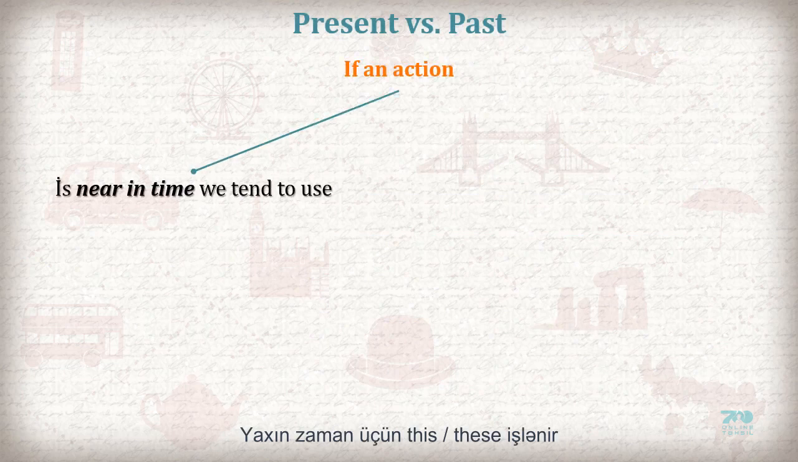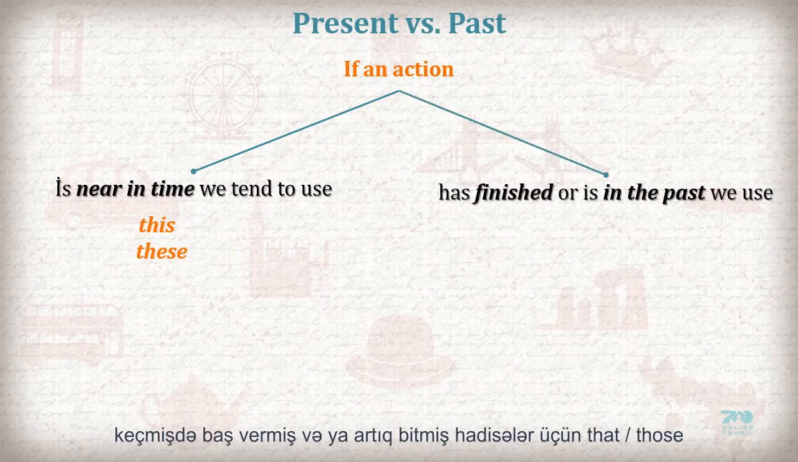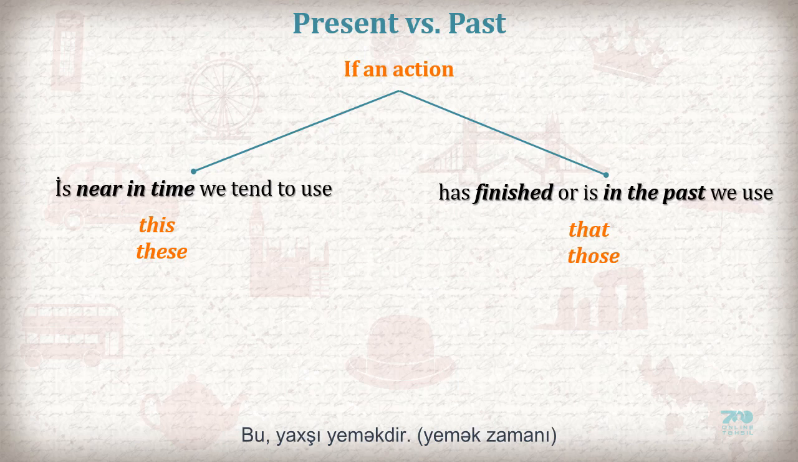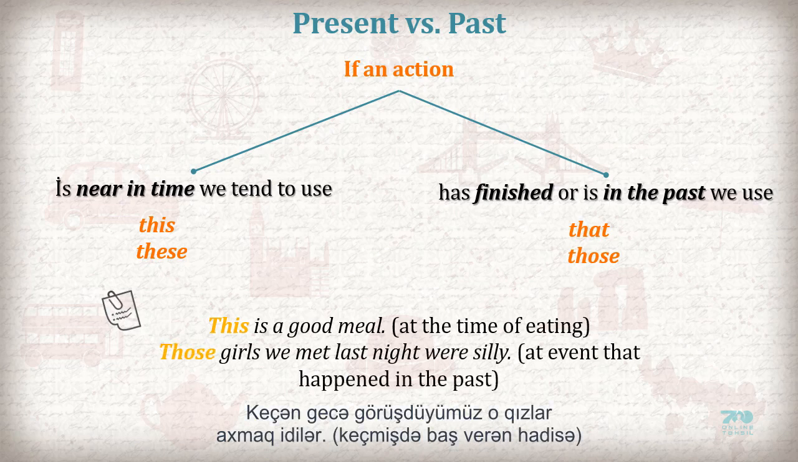If an action is near in time, we tend to use this and these. If an action has finished or is in the past, we use that and those. Examples: This is a good meal, at the time of eating. Those girls we met last night were silly, at events that happened in the past.